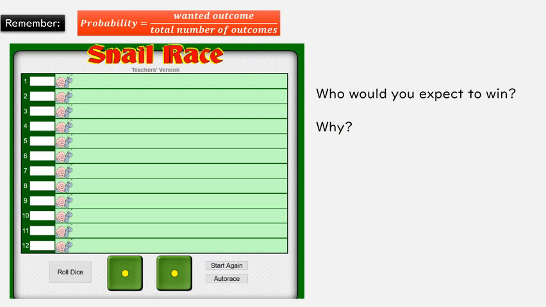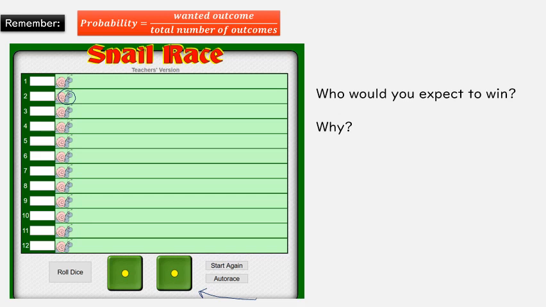So we're going to look at our expectation today. Remember this red box here, probability equals wanted outcome over the total number of outcomes. Firstly, we're just going to have a look at this scenario. We've got a snail race here. A snail can move forward if their number is rolled on the 2 dice. So for example, if it rolled a 1 and a 1, that's 2 in total. So this snail here would move 1 forward.